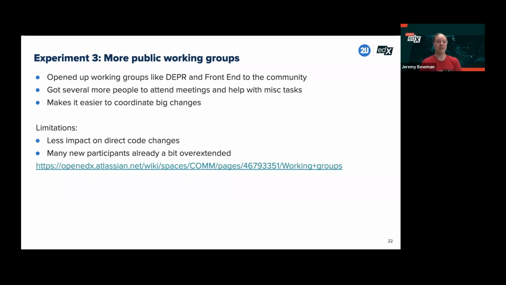Another thing we've tried is making more public working groups for collaboration between 2U and the rest of the OpenEdX community. We've opened up what were internal working groups, like deprecation and front-end development, to be public working groups with community members also. We have gotten community members to attend some of these meetings that help with assorted tasks. And this makes it easier to coordinate big changes where we need to know, like, how is the community using this thing? Is it okay to kill this off? What do we do about micro front ends? Things like this. But what we haven't gotten out of this so far are direct code changes for doing maintenance.